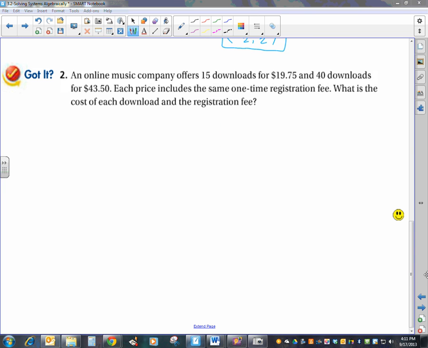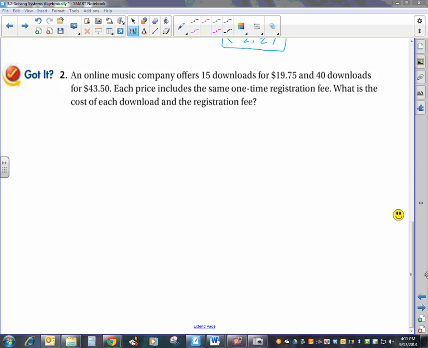Okay, we have a word problem. An online music company offers 15 downloads for $19.75 and 40 downloads for $43.50. Each price includes the same one-time registration fee. What is the cost of each download and the registration fee?